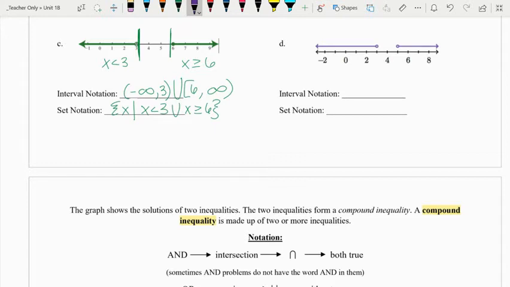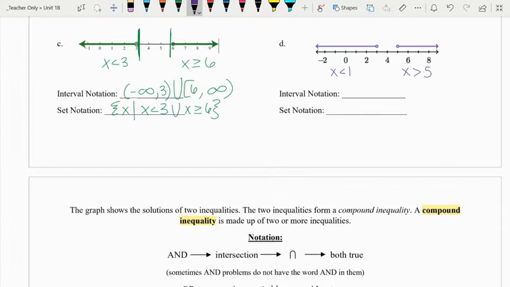Letter D, similar to letter C. So go ahead and pause it and try this one on your own first. On the left, we have x is less than 1. And on the right, x is greater than 5.